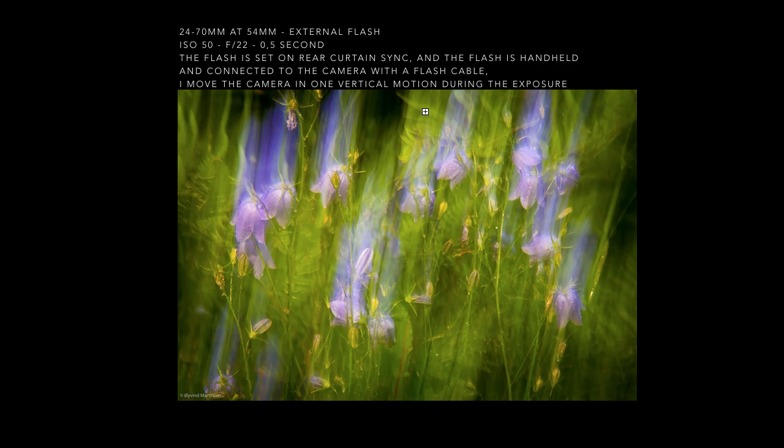And here's the same technique. I move the camera in one vertical motion during the exposure to create an abstract softness. I also use the flash and I set it on rear curtain sync. Then the flash fires at the end of exposure and not in the beginning. Then you get the combination of softness created by the motion and sharpness created by the flash.